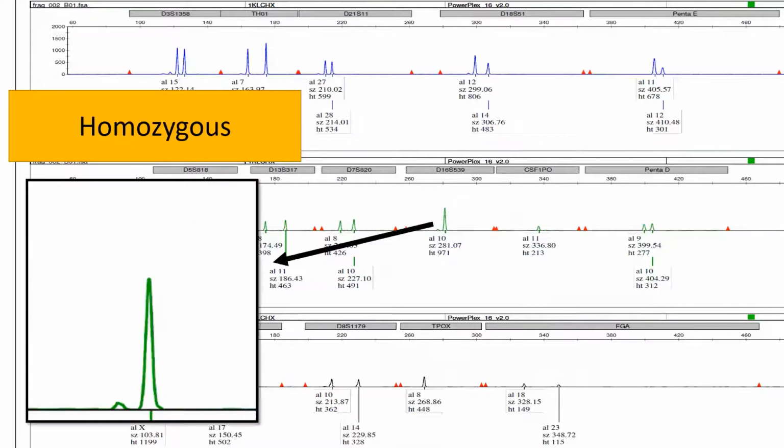However, if you take a look at this locus, there's only 1 peak. This means that I have inherited the same allele, so the 10 allele, from both my mom and my dad, and this is termed heterozygous.